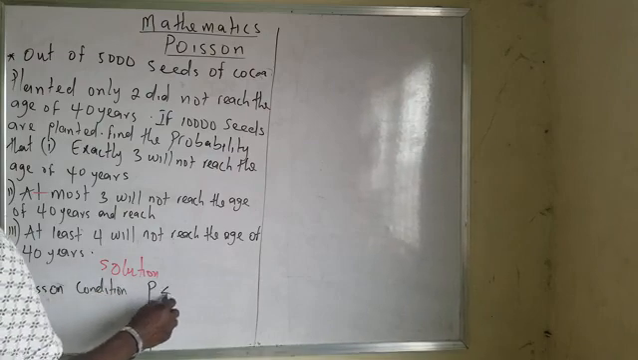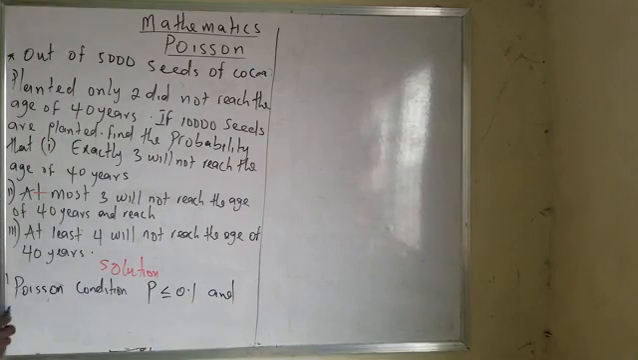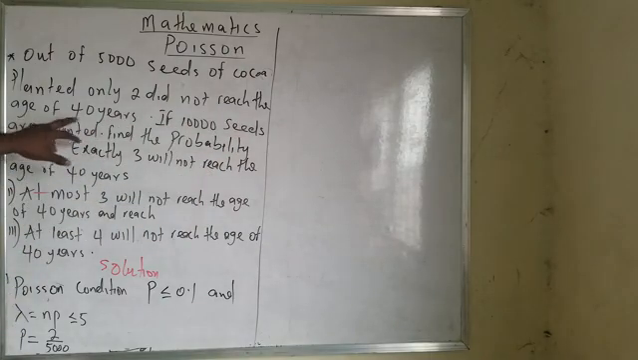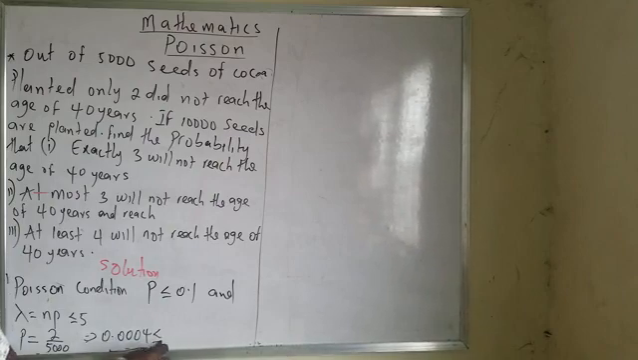Now, the first one is p less than or equal to 0.1. That is the first thing. And also my lambda, which must be equal to np, must be less than or equal to 5. Take note of this very well. Now, my p will be equal to 2 all over 5,000, since 2 did not reach the age of 40 out of 5,000. It means 0.0004, which is less than 0.1, which is very, very correct.